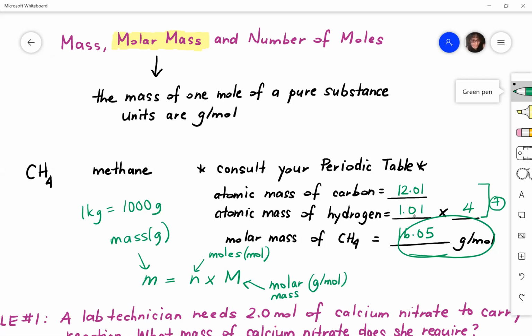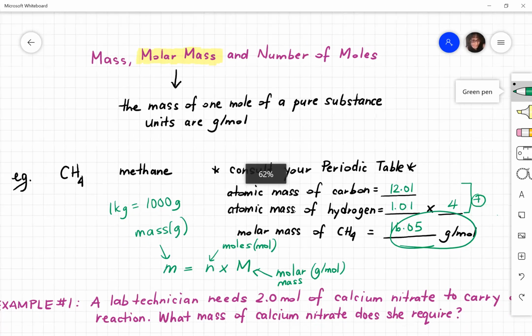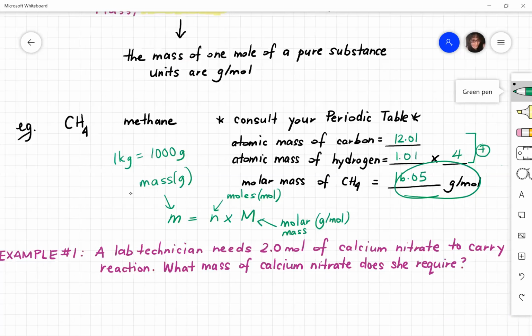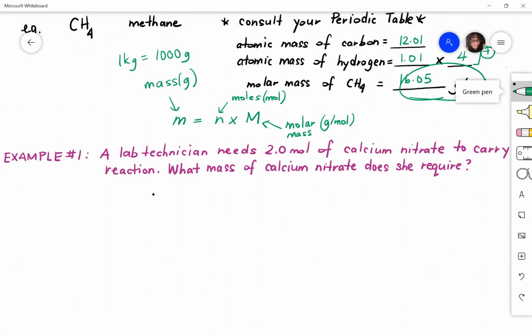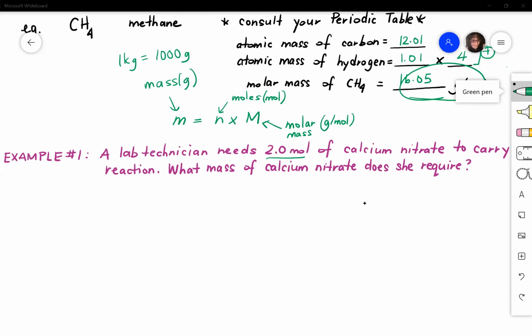So let's look at example number 1. Here we have a lab technician, and this lab technician needs 2.0 moles of calcium nitrate to carry out a reaction. What mass of calcium nitrate does she require? Again, just like in the previous video, the way you're going to solve these questions is you're going to use the GRASP method. Okay?